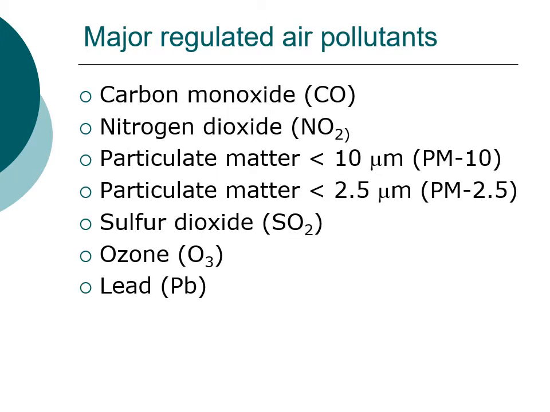So the major regulated air pollutants in the US and also in much of the world are carbon monoxide, nitrogen dioxide, particulate matter, and we break that down, and we'll talk about this in a bit, into particulate matter less than 10 microns and particulate matter less than 2.5 microns. We have sulfur dioxide, ozone, and finally lead.